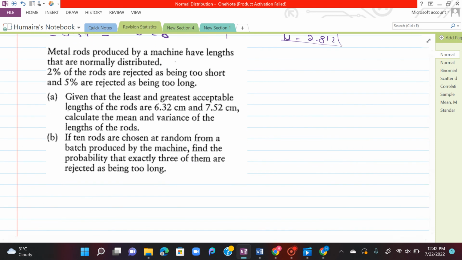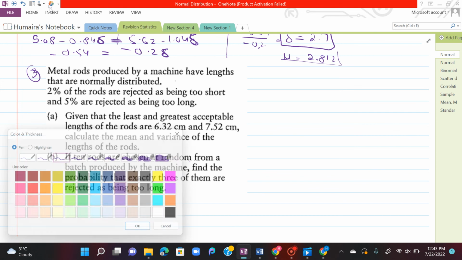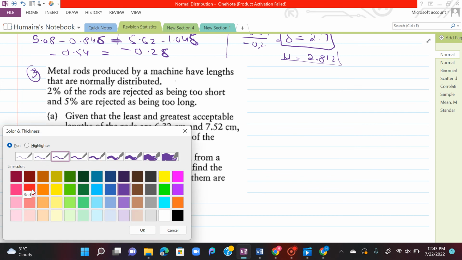And a similar question I have picked up over here, which you can pause the video and do the question with me and check whether you are getting the same answer or not. Alright, so the same strategy I'm going to apply over here, but now I will do it a bit quickly.